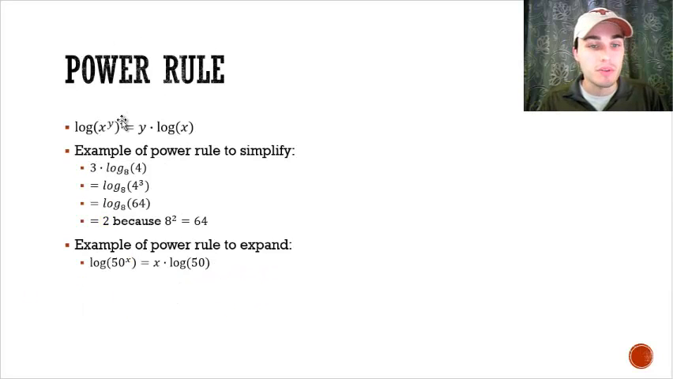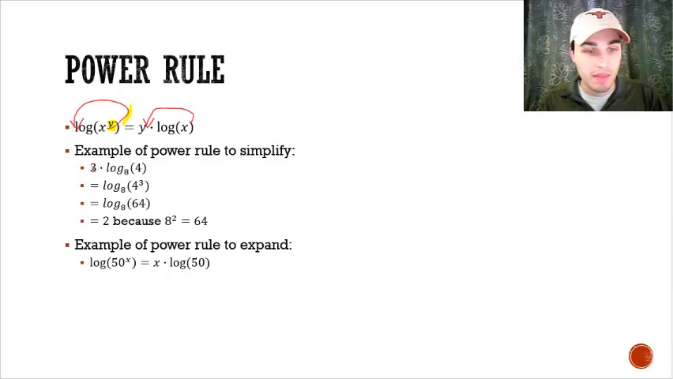And then the third and final rule is the power rule. The power rule is when you have something raised to an exponent inside of a log, then what you do with that is you just take that power and you move it right out in front there. So then that power, that exponent, comes out in front of the log as multiplication.